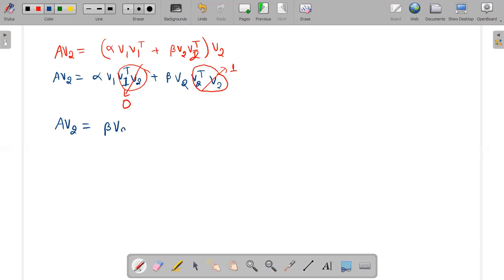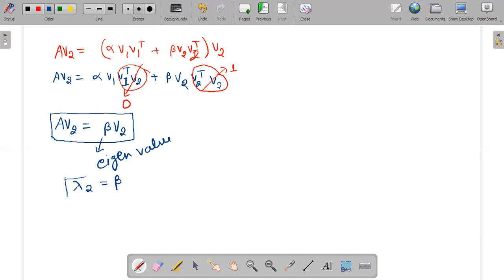beta v2. So this is nothing but in the form of Ax equals lambda x, where v2 is the eigenvector and beta is the eigenvalue of matrix A. That means we can say that the other eigenvalue for the matrix A, lambda 2, equals beta. This is the other eigenvalue for the matrix A, right?